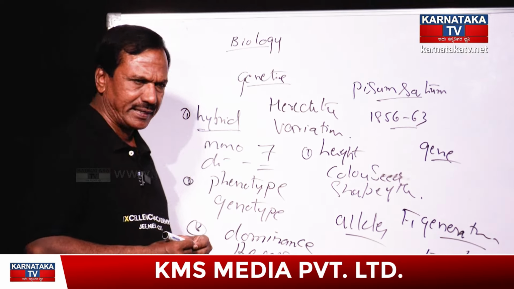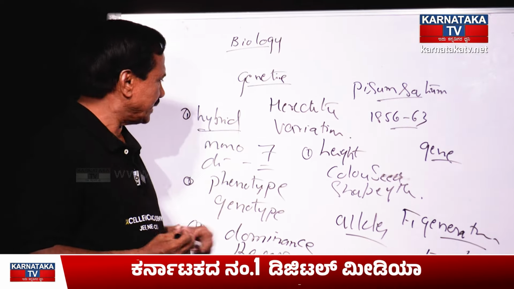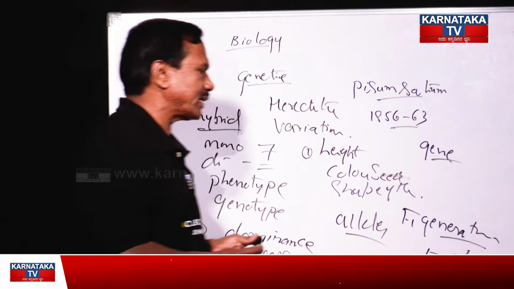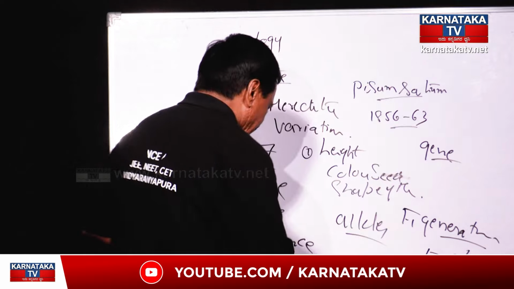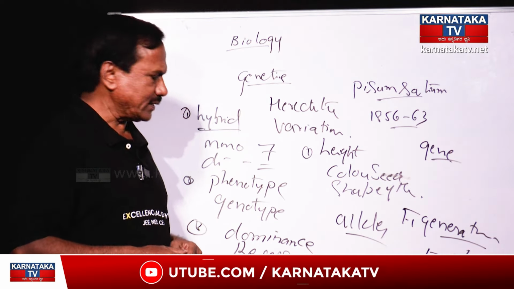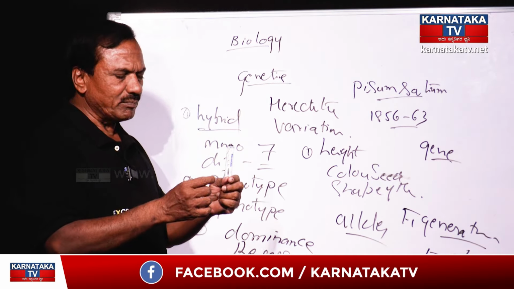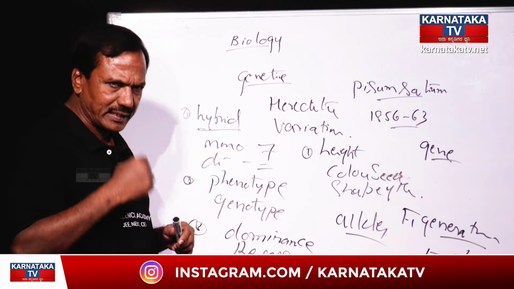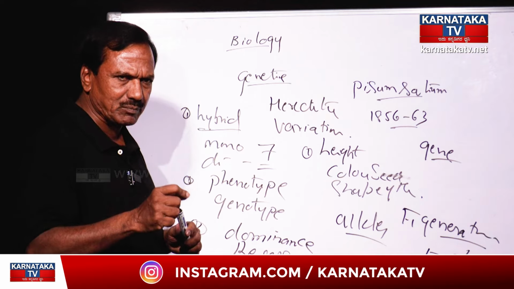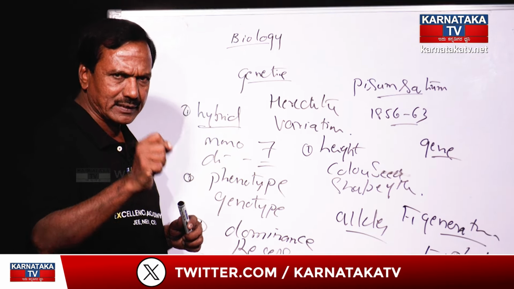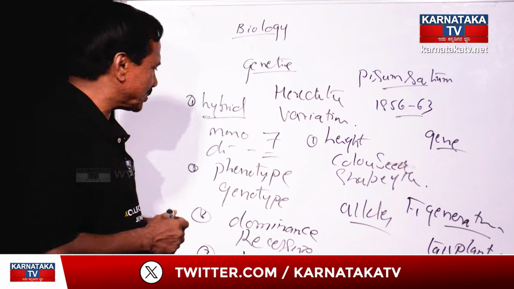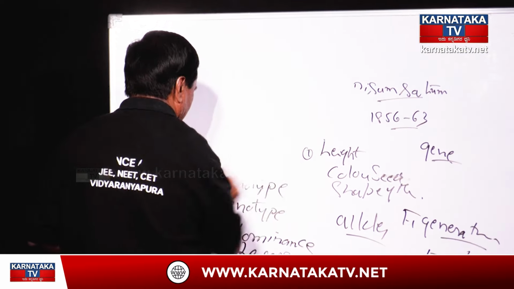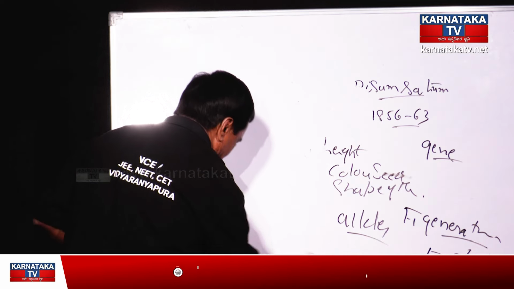Hybrid. You know what is hybrid? A hybrid is an individual obtained by crossing two parents which differ at least in one pair of characters. Then in the next experiment, Mendel made the self cross among the F1 progeny and got the F2 progeny. In F2, he got both tall and dwarf plants in the ratio 3:1. So this is the explanation you have to write in the examination when the question is asked: explain the one gene inheritance experiment.